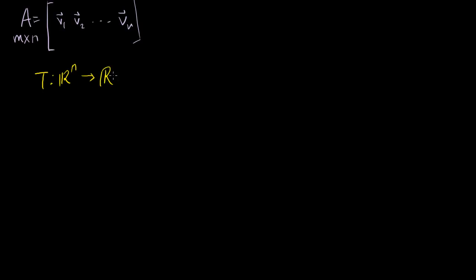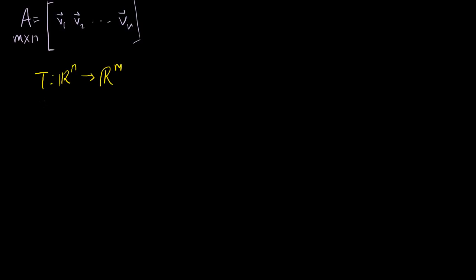So let's say we have some matrix A, and its columns are the column vectors v1, v2, all the way to vn. So this has n columns, and it has m rows, so it's an m by n matrix. And let's say I define some transformation that goes from Rn to Rm. This is the domain. I can take any vector in Rn, and it will map it to some vector in Rm.